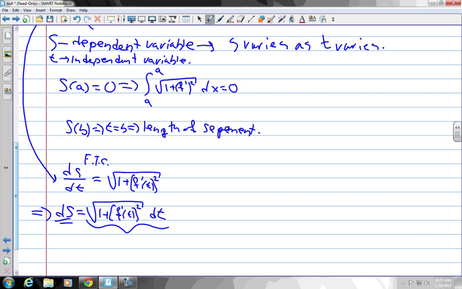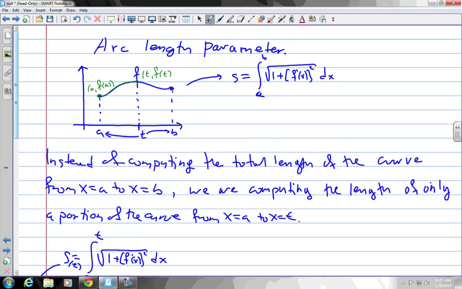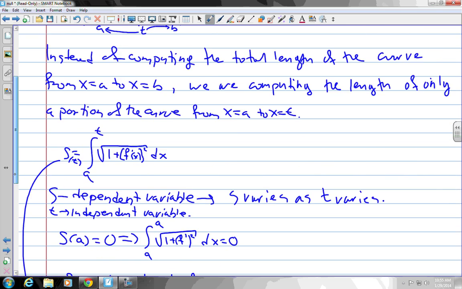So that means t equals b. So t equals b, so you get the whole curve, right? You just get that. But anything in between, if I give you a value, you can compute that.